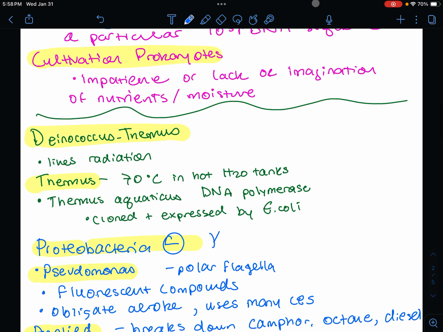Okay, so cultivating prokaryotes. It used to be believed that a majority of the free-living organisms were uncultivatable. Sorry about that. The reasons given were that they didn't know, there was impatience because their growing time was too slow, or there wasn't any knowledge or imagination about the chemistry, the moisture, or the nutrients needed to grow certain organisms.